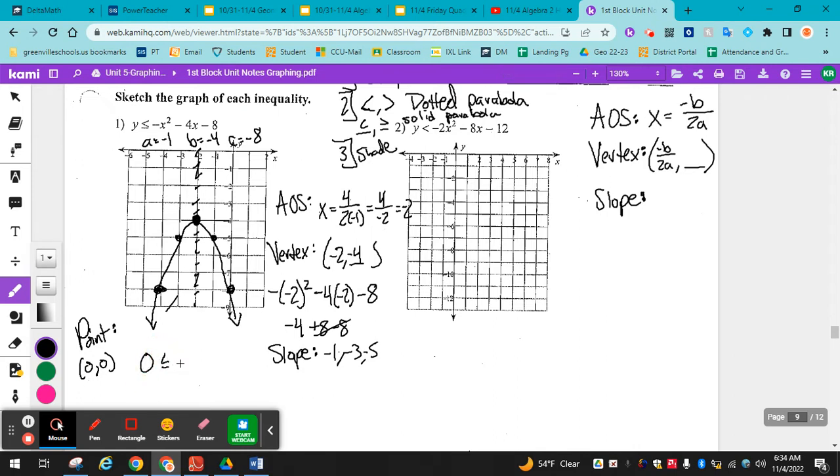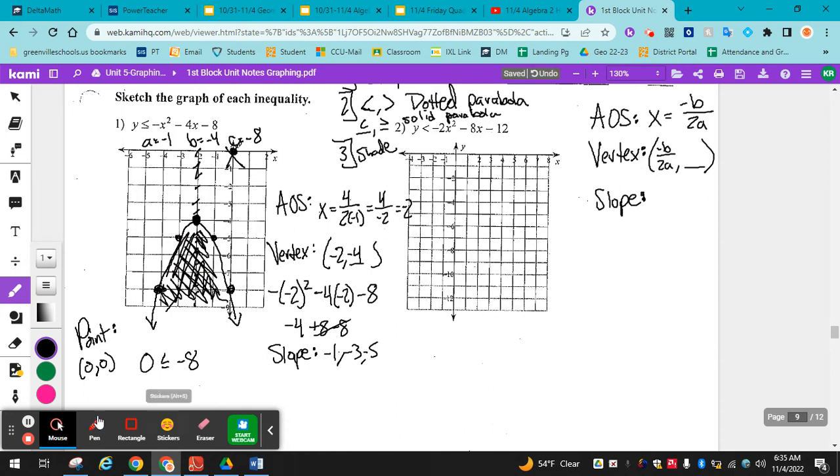0 is less than or equal to -8. Is 0 less than -8? No. Shade away from there. That's where people get confused. So I tested this point. It was not a solution, so I shaded where that point isn't. That point isn't in the parabola. It's out of the parabola. Another way: less than is below your parabola. Less than, below my parabola. Greater than, above your parabola.